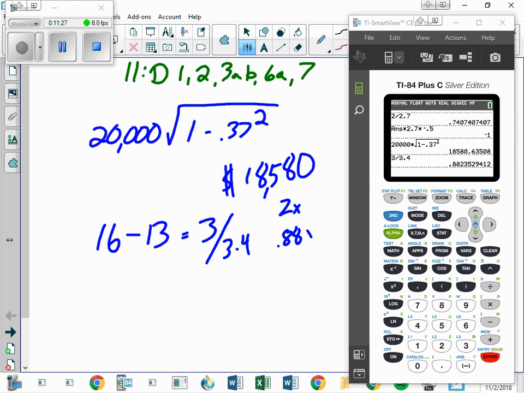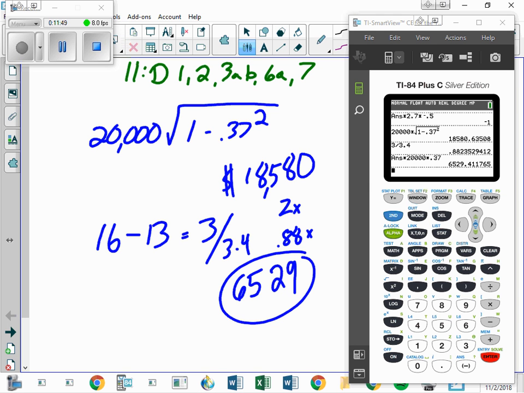Now I need to multiply that by the SDY, which is 20,000. So times 20,000. And times it by 0.37, which is the R value. And I get 6529. What does that mean? That's how much more we expect this woman to earn than average. So I add it back to 18,000.